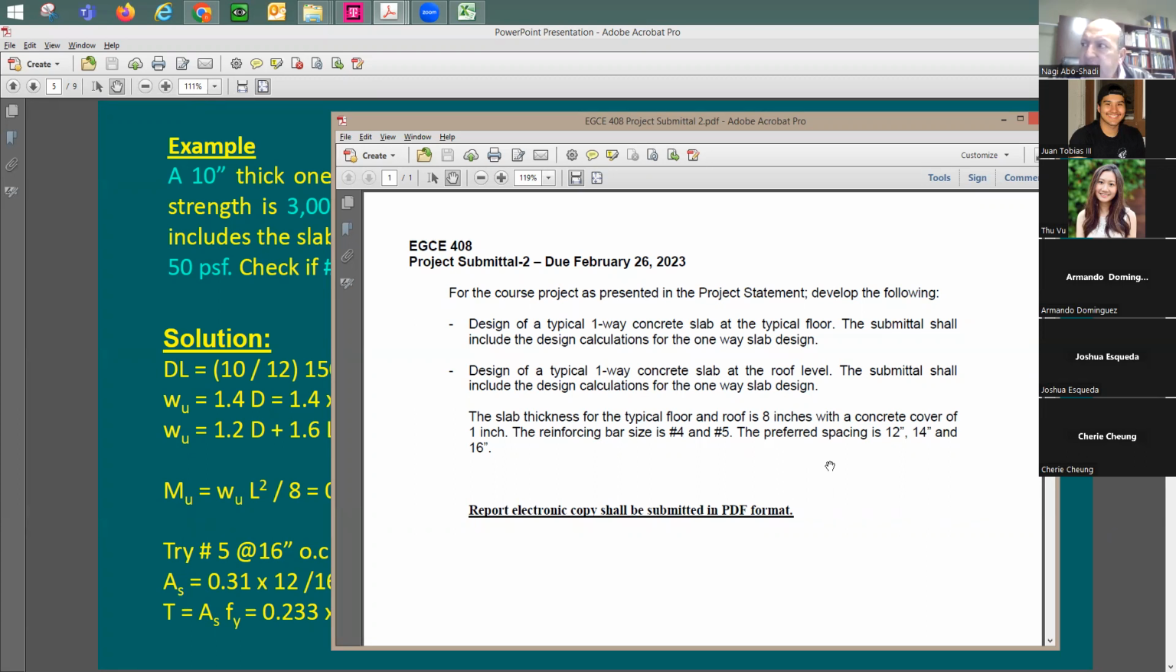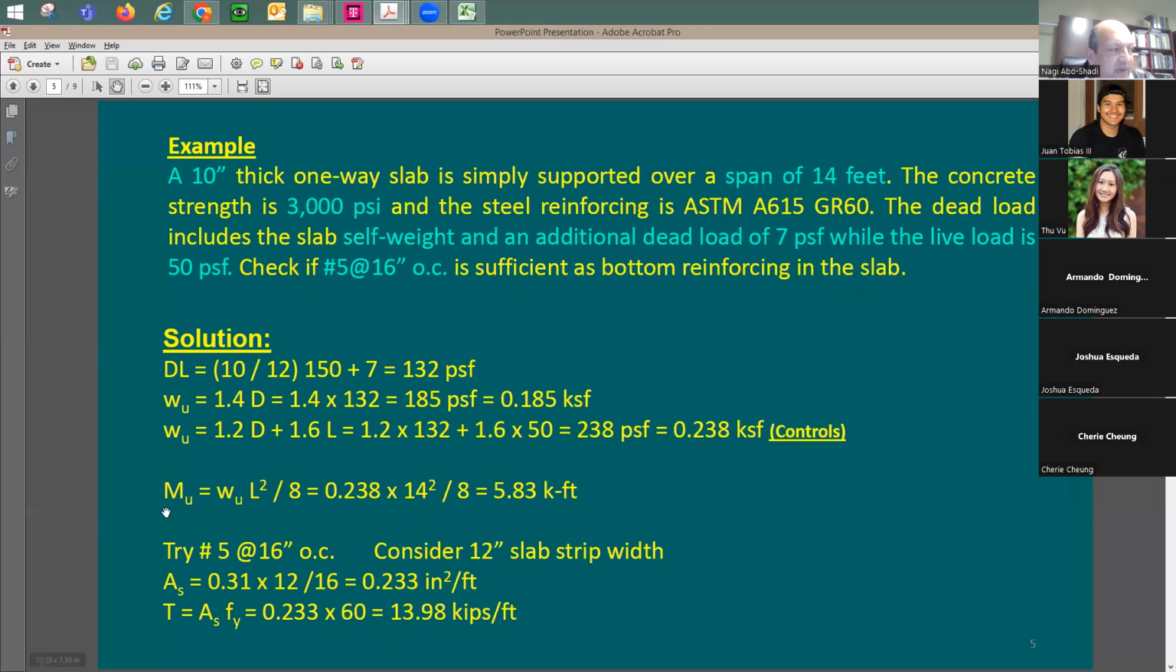Does it make sense? How about the spacing? I'm going to say, yeah, try number 5, 0.31 square inches for 1 rebar. Try number 5 at 16. Because when you increase the spacing, you're going to be getting less steel, which is going to be your target. You'd like to save in materials. You don't want to go 12 inches if number 5 at 16 is good enough. So you try number 5 at 16 and you see if it's going to be good enough or not. This is what you need to do, which is very similar to what exactly we have here. Here's number 5 at 16, right?